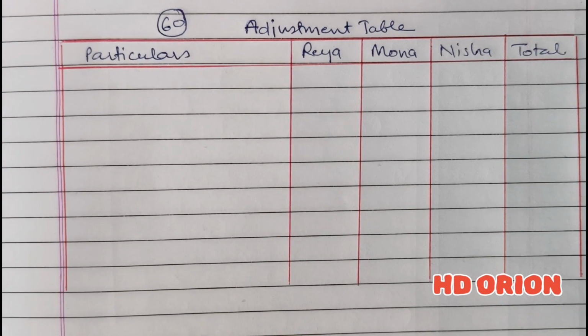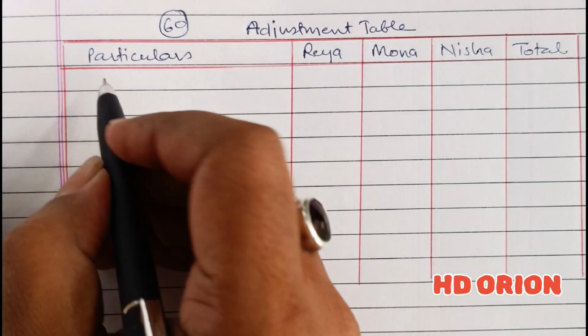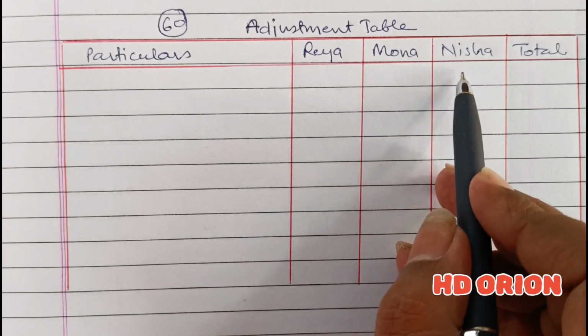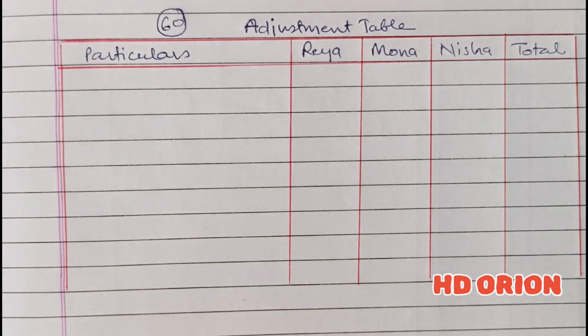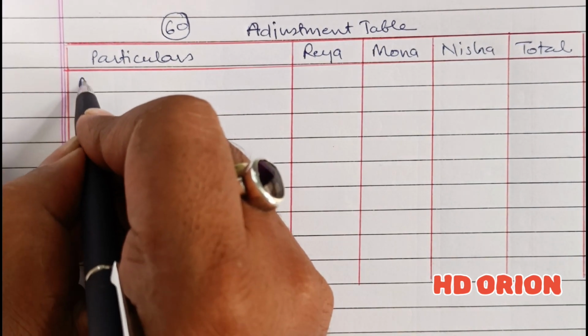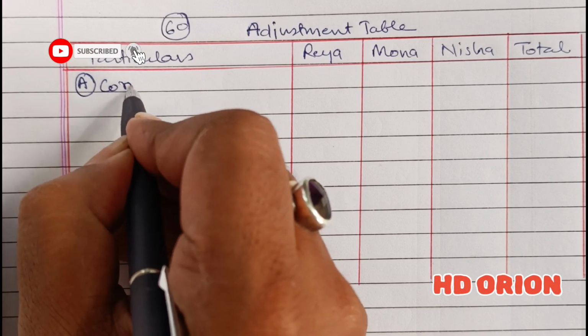So for solving this, we will prepare an adjustment table. Now in this adjustment table, there are Ria, Mona and Nisha, and this is the total amount, and we will compare what has wrongly been given to them and what correctly is to be given to them, and then we will find out the debit or the credit of partners' capital account. Fine. So first we will see what was correctly desired. So correct distribution.